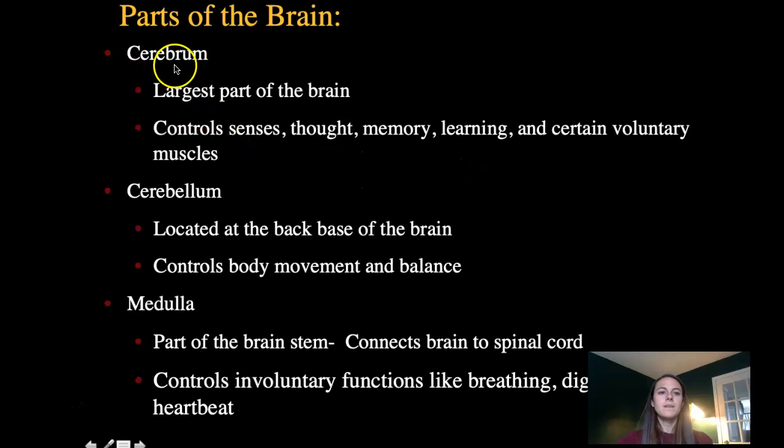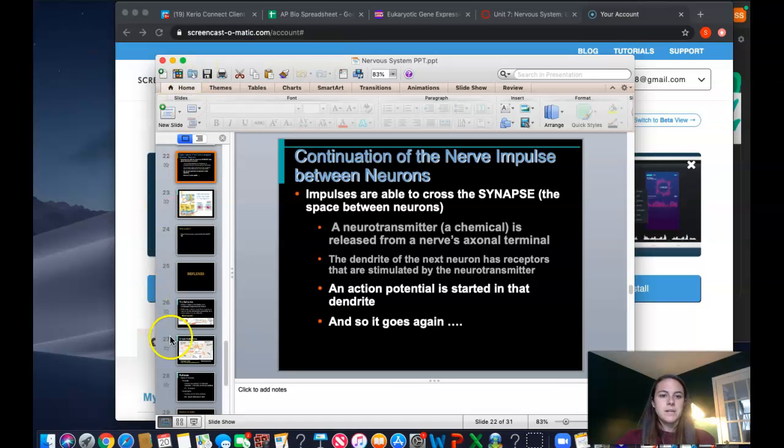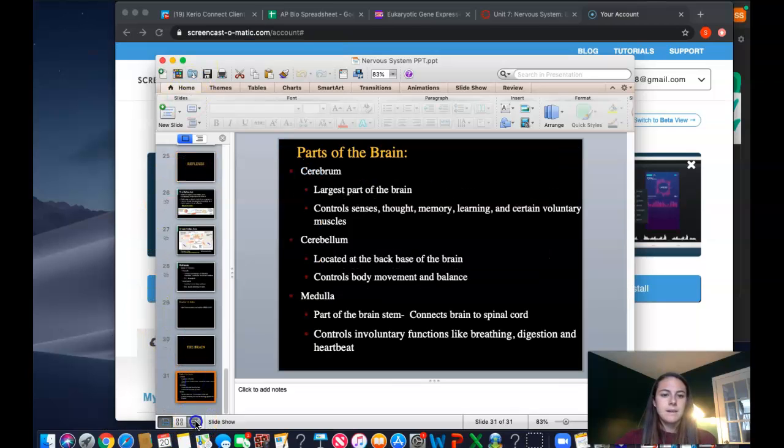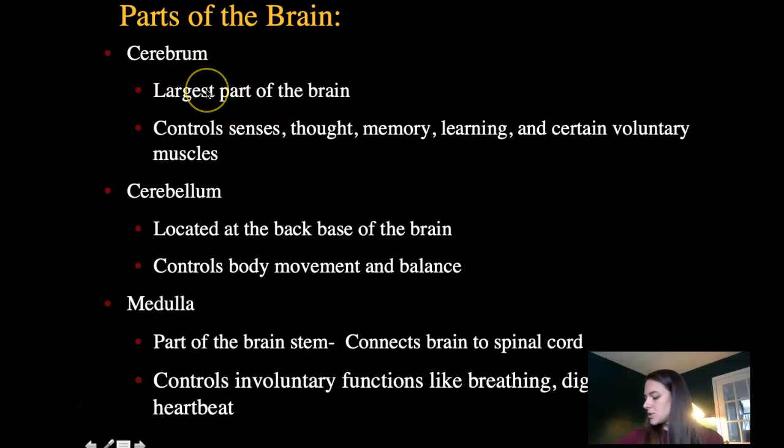Just really quickly, three parts of the brain that I want to talk about. I don't have a picture of the brain, but I'll post a picture of the brain so that you can take a look at it. The largest part of the brain is the cerebrum. So the cerebrum, the part up here, the top of the brain, the big part, that's the cerebrum. The cerebrum controls your senses, your thought, your memory, your learning, some voluntary muscles. The cerebrum is the largest part of the brain. So it controls many, many things.